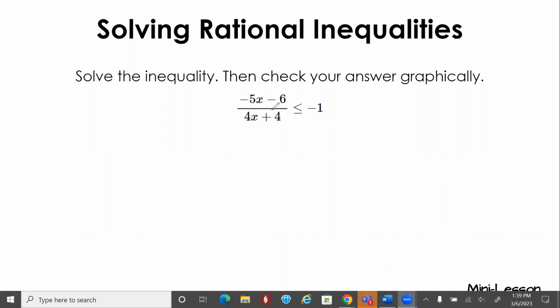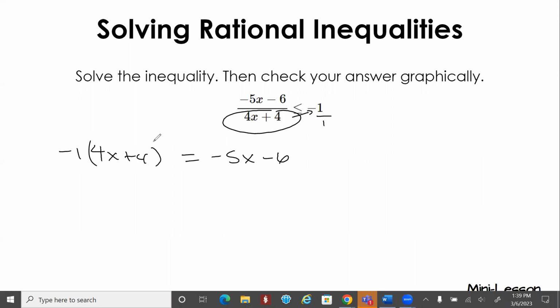All right, so we're going to take this and we're going to multiply over here. And then we're going to take this and multiply down here. So this is going to be, and this is 1 down here at the bottom. That's going to give me -1 times 4x plus 4. And that's going to be equal to -5x minus 6. We're going to distribute that -1. And so that's going to give me -4x minus 4 equals -5x minus 6.